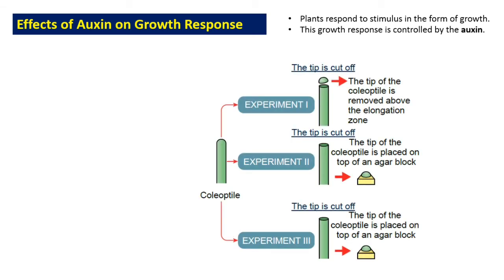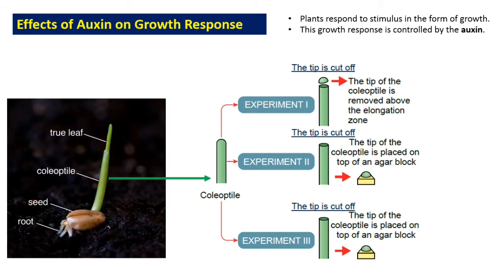This is the experiment of coleoptile to show the effect of auxin on the growth response. This is the coleoptile, the structure of the coleoptile at the seed. So in experiment 1, the tip of the coleoptile is removed, above the elongation zone.